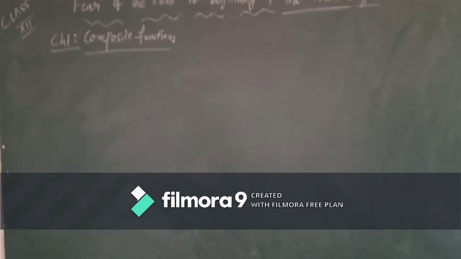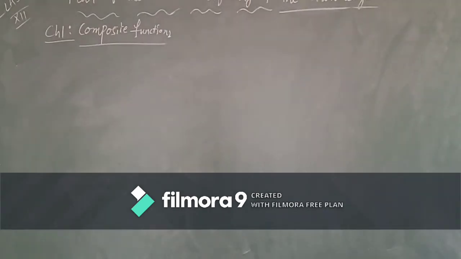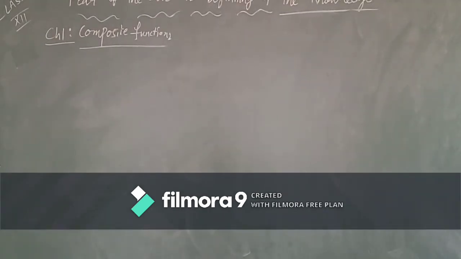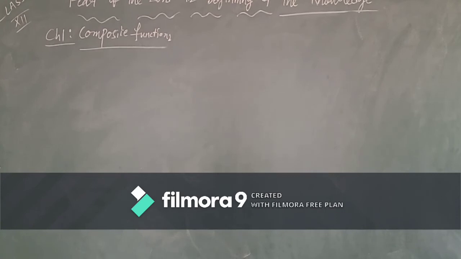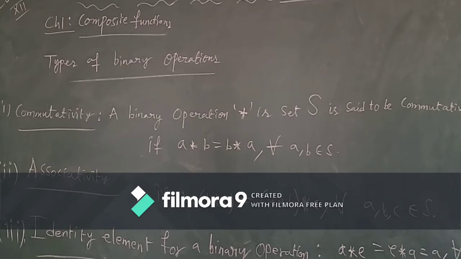Okay, some more examples are in your textbook. There are 6 examples. Kindly check them so that you can understand clearly. So this is about binary operations. Let's move on to the types of binary operations. All right.